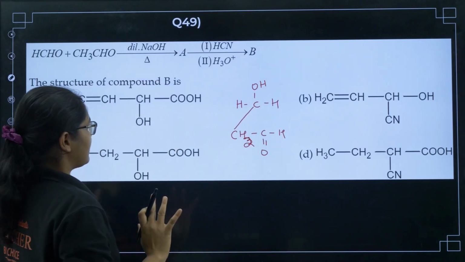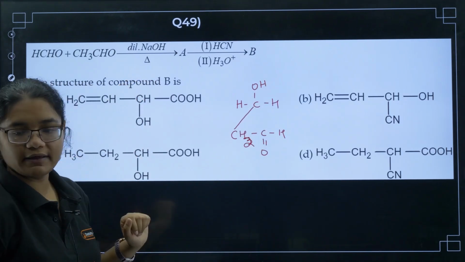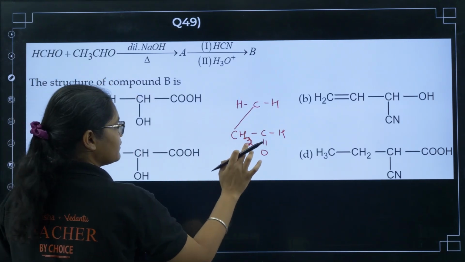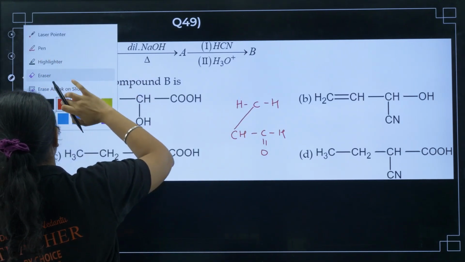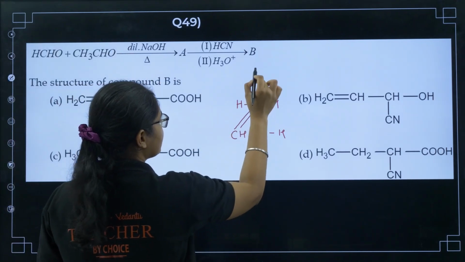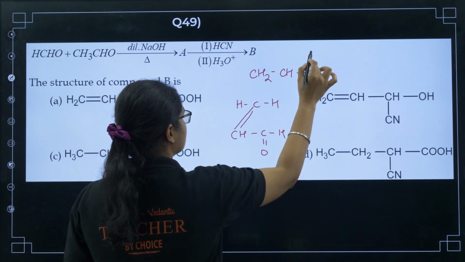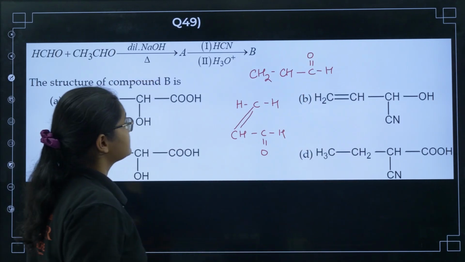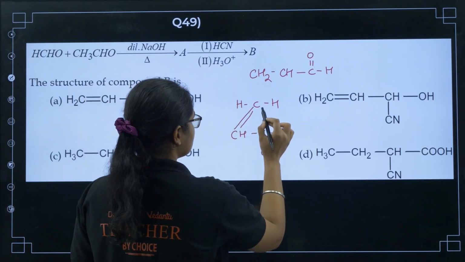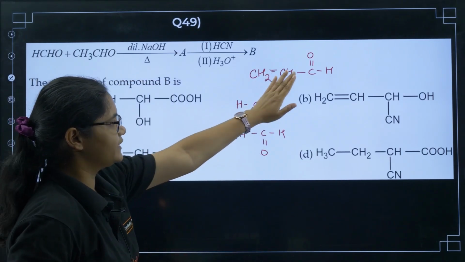This is the product I have got initially. Now after that heat is also given, which means dehydration will take place. So remove this OH, remove one more H and just make a double bond here. So what will I get? CH2 CH C double bond OH. This is my A product. CH2, here there is a double bond, sorry, CH2 double bond CHCOH.